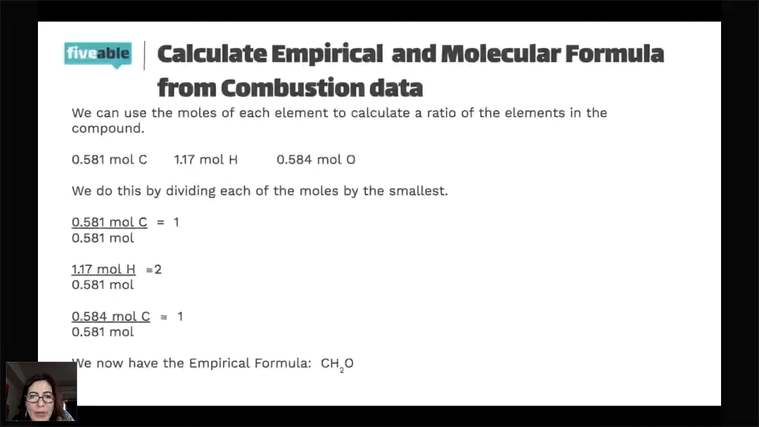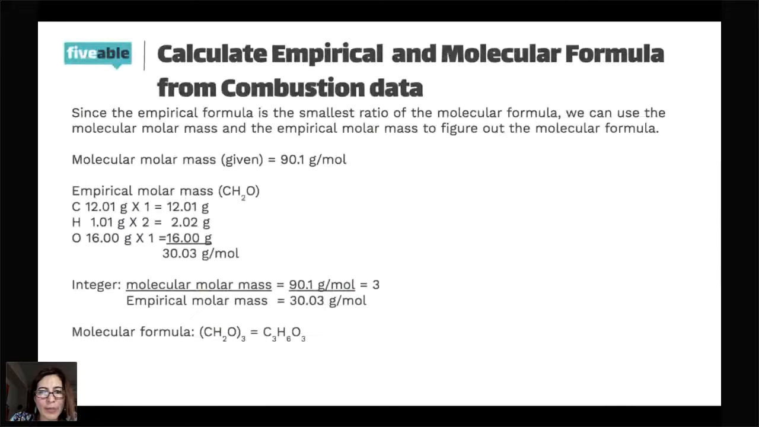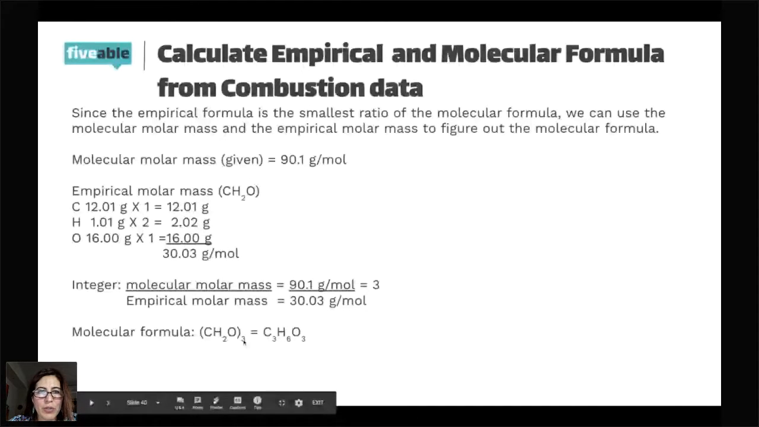Now that we have the empirical formula, what do we do to get to the molecular? Remember that the empirical is just the lowest ratio of the molecular. And we do have the molecular in the givens. Yes, very good, Cam. So we do use the molecular molar mass, which was given in the original problem. And we use our empirical formula to calculate the empirical molar mass. We do the ratio of both and we get a 3. So that's the number by which we have to multiply the empirical to reach the molecular.